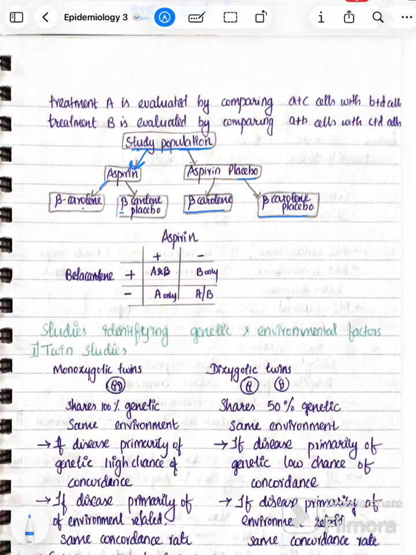This is the 2x2 table, aspirin and beta carotene on this side. Those who get aspirin and beta carotene will be in the A cell, only beta carotene will be in the B cell. Those who got aspirin only will be in the C cell. Neither aspirin nor beta carotene will be in the D cell. To evaluate aspirin, we will compare A plus C with B plus D. To evaluate beta carotene, we will compare A plus B with C plus D. So this is factorial design.